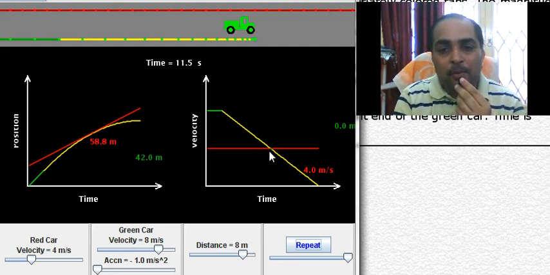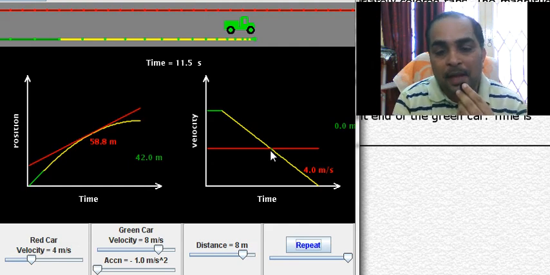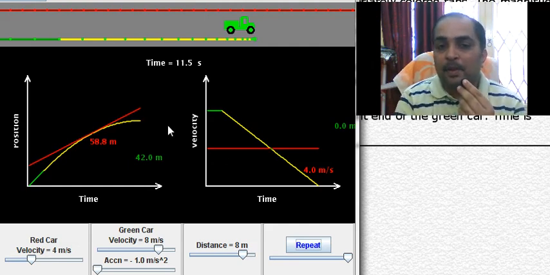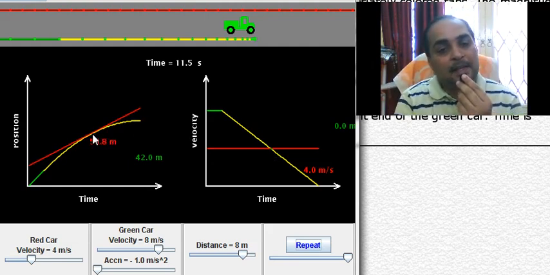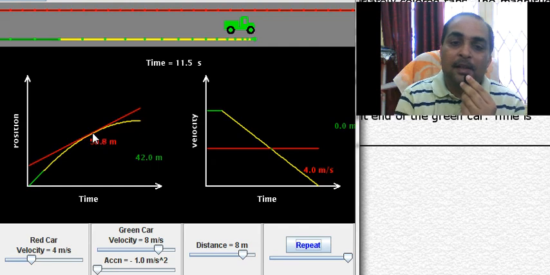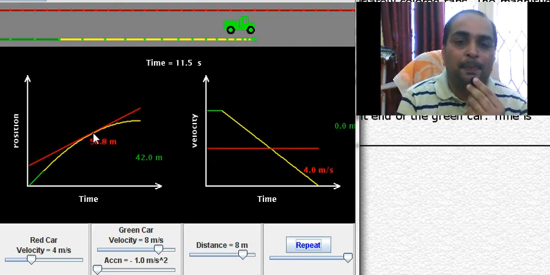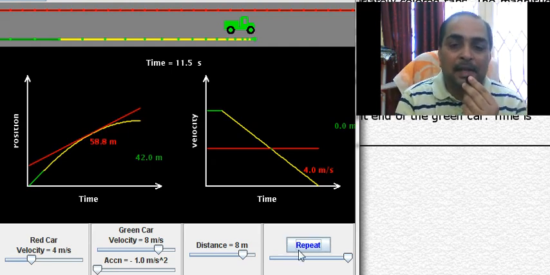Meeting of velocity graphs, as I already told, doesn't mean that they have crashed into each other. That means they were having the same velocity at that time, but one is at one position, the other is at another position. If the position time graphs meet, with both positions the same, then we can say that a crash has happened. But here if you magnify the graph, you will see that these two are quite near to each other. By a hair's breadth they missed the crash.